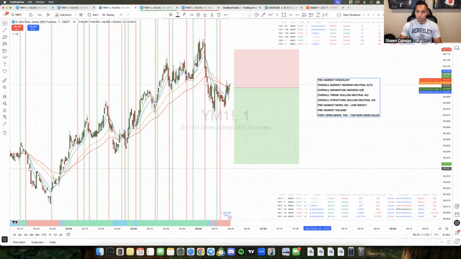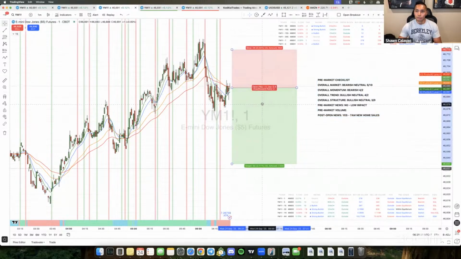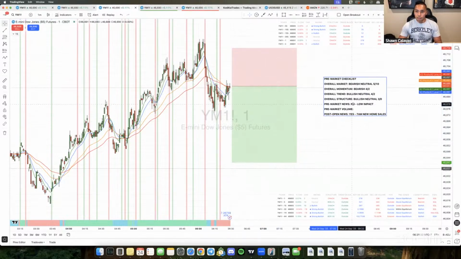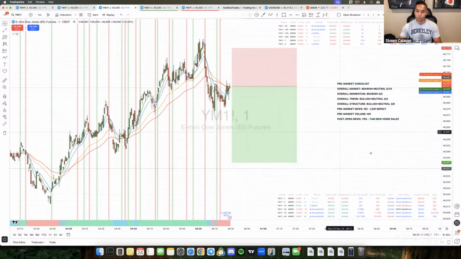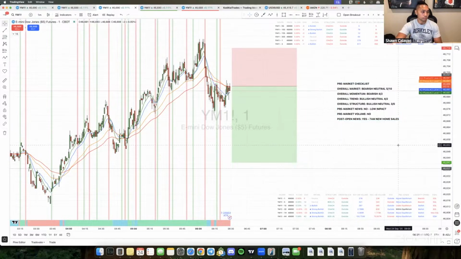It's 4 out of 2. So I'll be looking to take the sell here for the breakout, guys, if anybody's looking to take it. Market's going to open up in about 20 seconds.